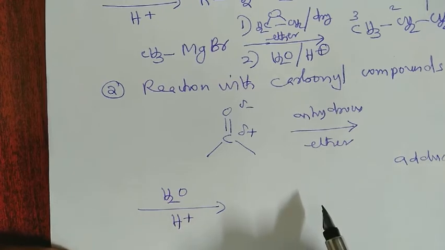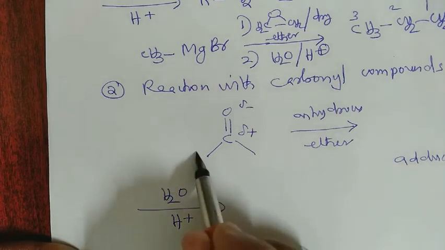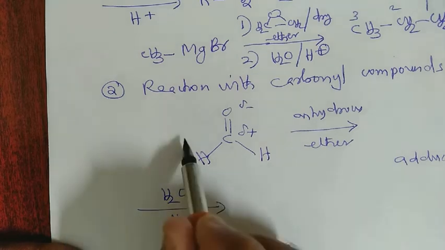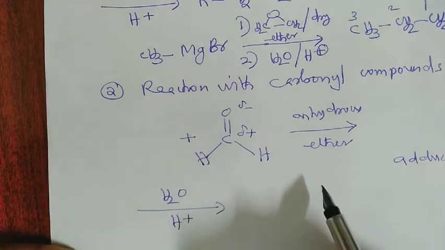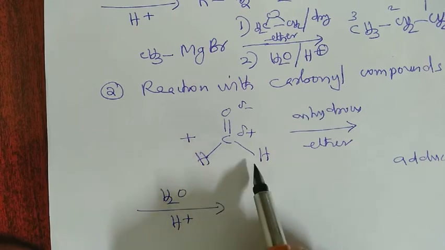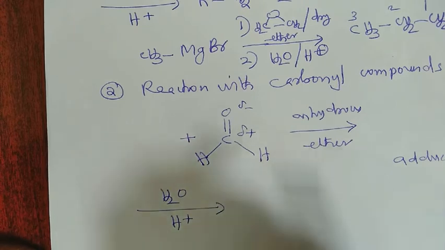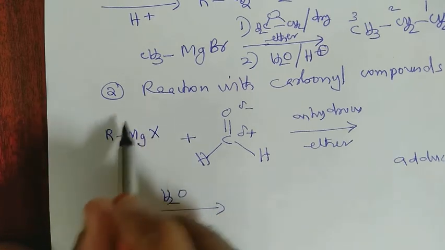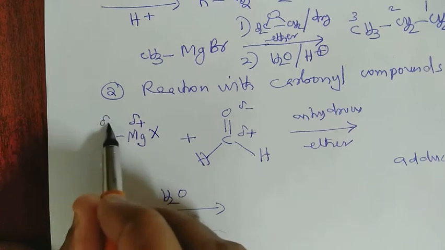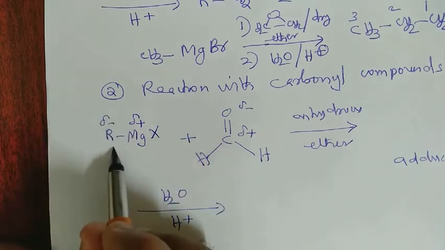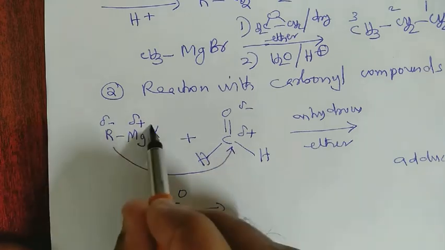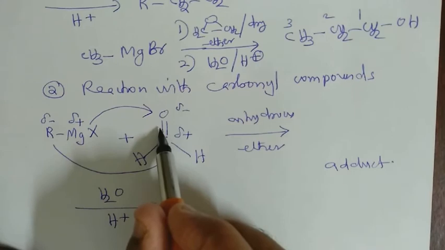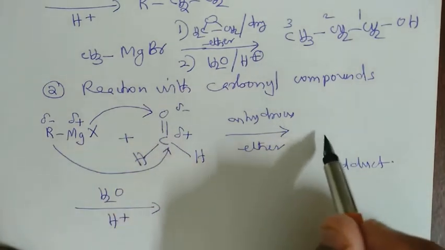In this reaction sequence, formaldehyde gives a primary alcohol. Aldehydes other than formaldehyde give a secondary alcohol, and ketones give a tertiary alcohol. RMgX: Mg is delta plus and R is delta minus. This R group is added to carbon, and the MgX group is added to oxygen. This pi bond is cleaved during the reaction.